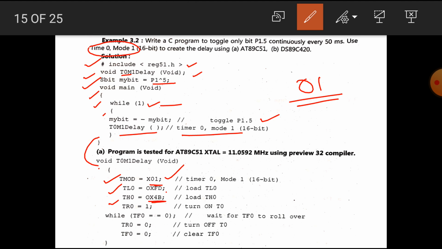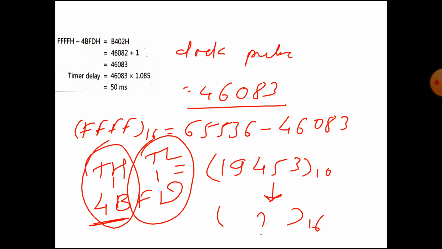The first step is load the TMOD register, then load the values in TH and TL. The next is start the timer by setting the TR0 bit, that means turn on timer 0. Then while TF0 equal to 0, wait for TF0 to roll over. If TF0 rolls over, that means the TF0 flag sets, then TR0 is equal to 0, that means turn off timer 0, and TF0 is equal to 0, that means clear the timer flag 0. Okay, I hope you all understand the program here.